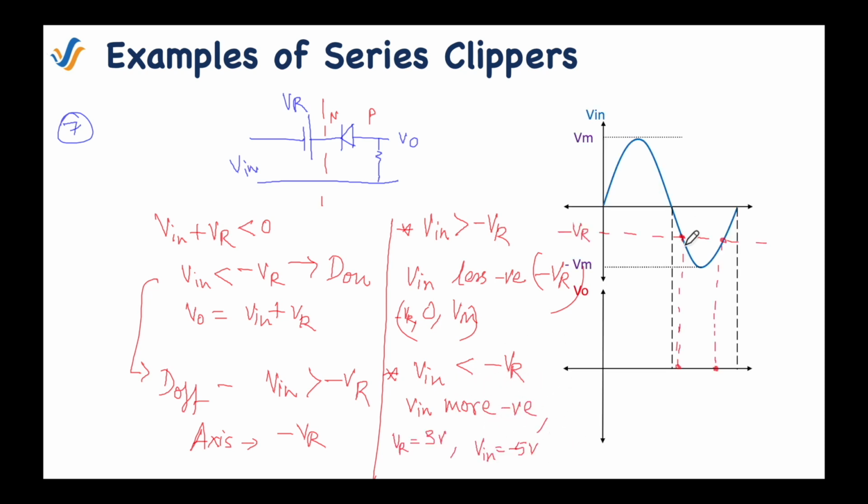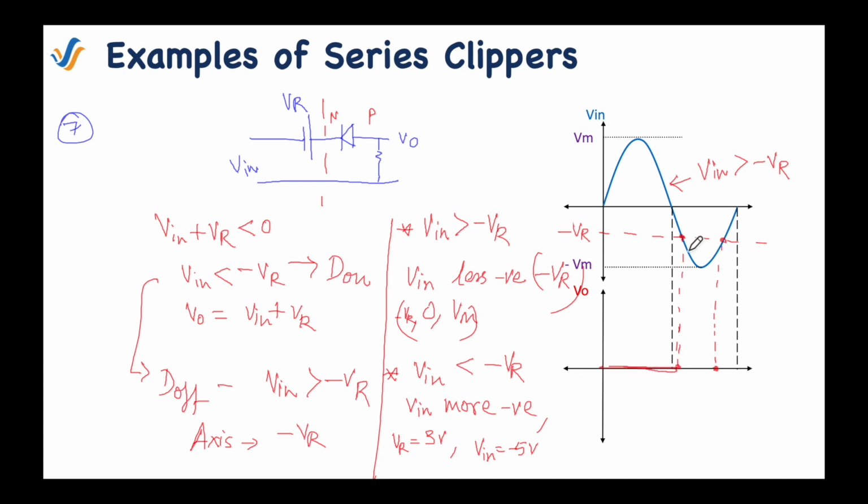So you see that this value of V input is less negative than minus of VR, so we will call it V in greater than minus of VR. And when V in is greater than minus of VR, our diode is off. So output will be 0.